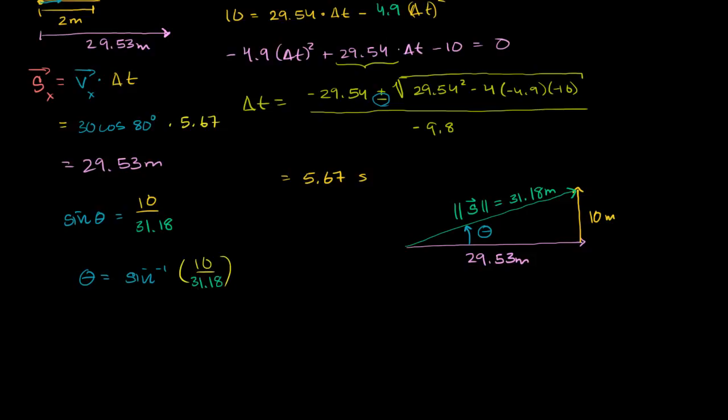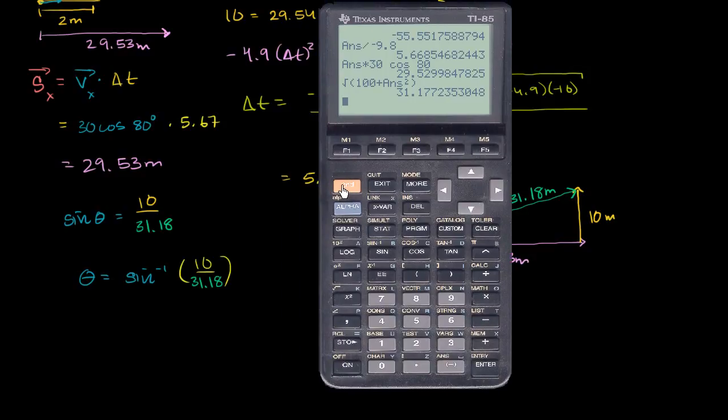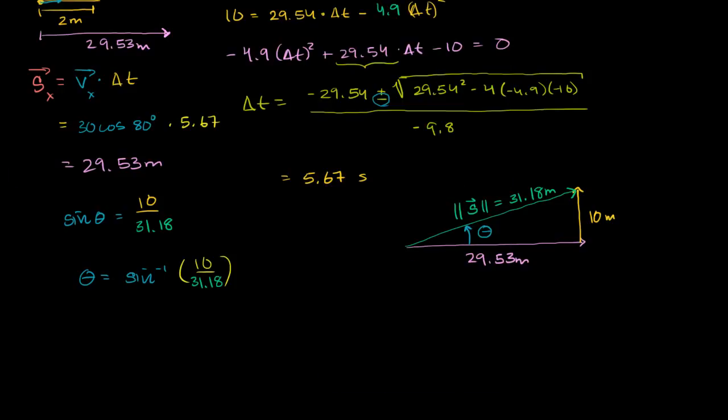So let's get the calculator out to figure out that value. I'm going to take the inverse sine, which is the same thing as the arc sine. This says, give me the angle that when I take its sine, I get this value. So the inverse sine of 10 divided by our previous answer, 31.18, gives the angle whose sine is 10 over 31.18. I have 18.71 degrees. So this is equal to 18.71 degrees above the horizontal.